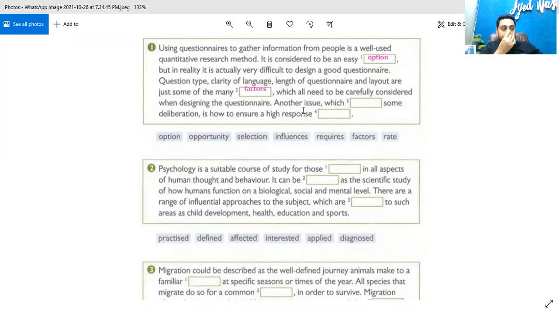Then the next thing: another issue which dash some deliberation. Now this one requires your grammar understanding. Another grammar clue: what type of word should I be looking for? So what type of word do I need here? Hussein Mahmoud, can you tell me what type of word I need here? Another issue which dash some.